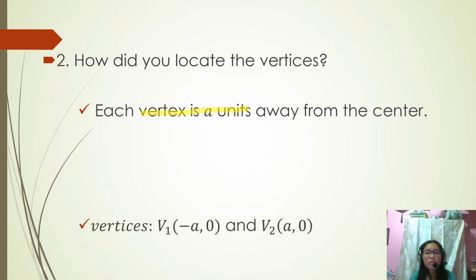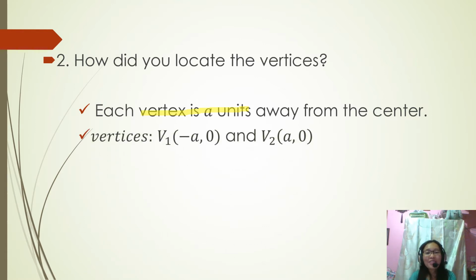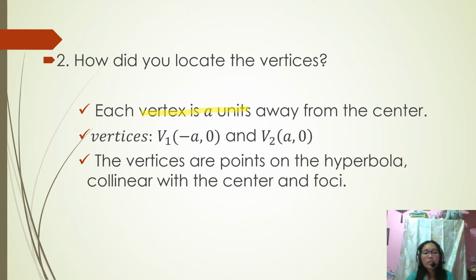Alright? So, we have negative A, 0 and A, 0. Alright, so vertices. So we have A and the center. And the other one is the positive side, right? The vertices are points on the hyperbola collinear with center and foci. So, si vertex ko no, same ra og line. Collinear. Co meaning the same line with the center and the foci.